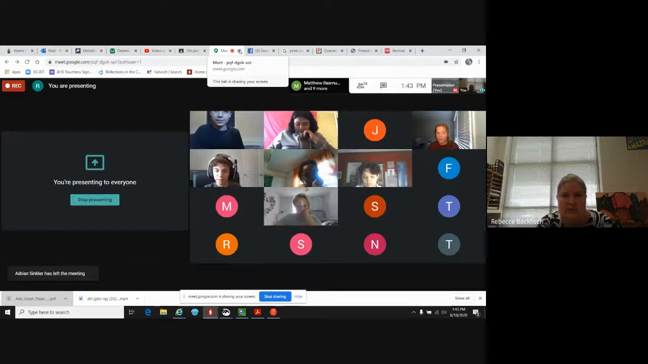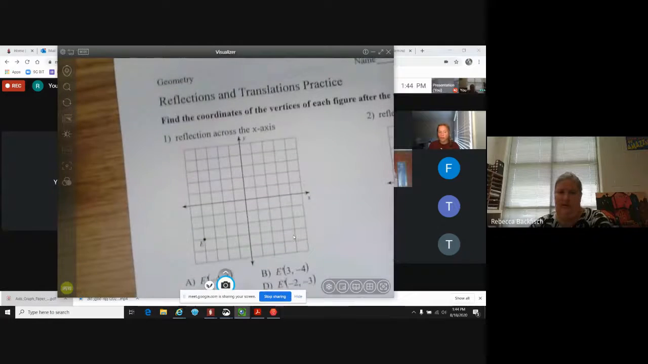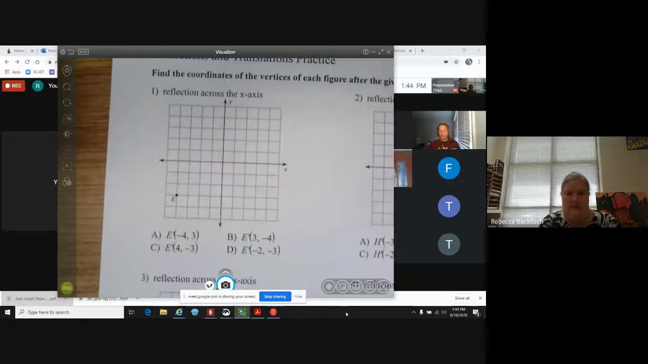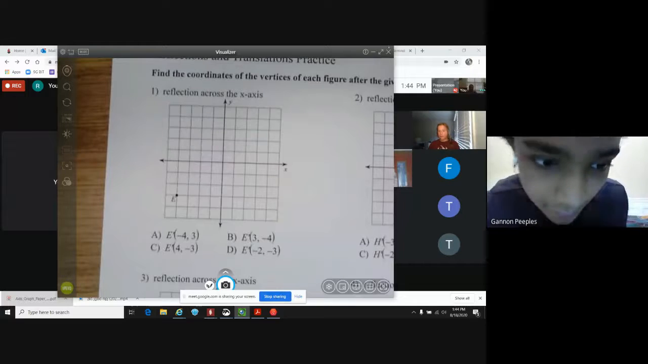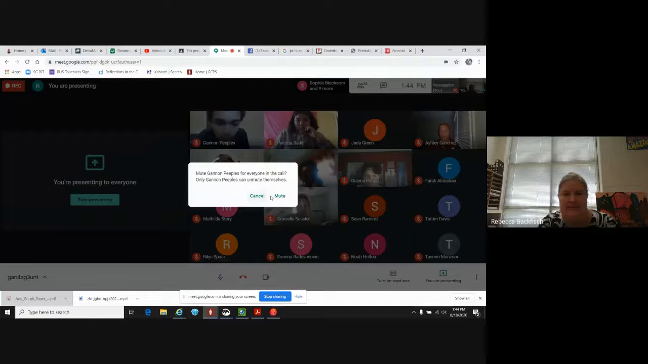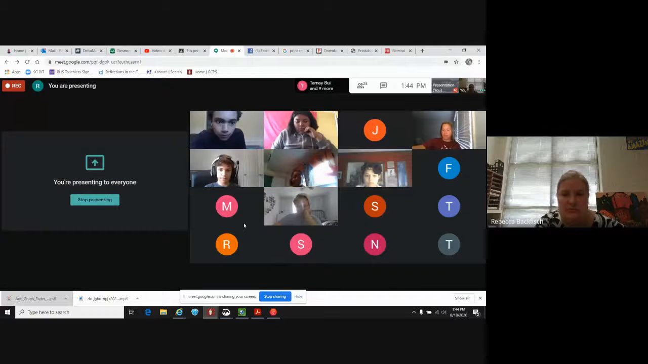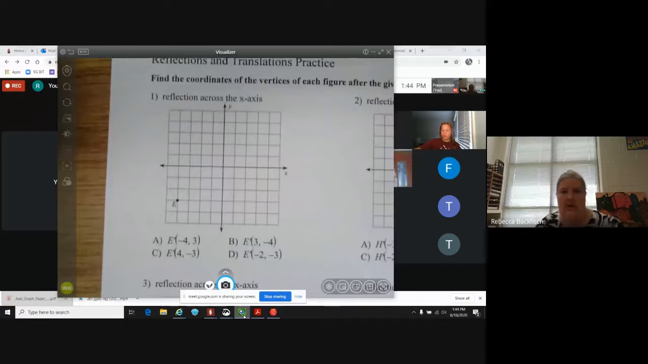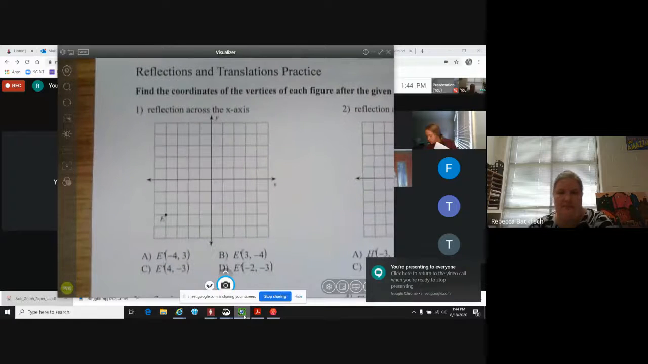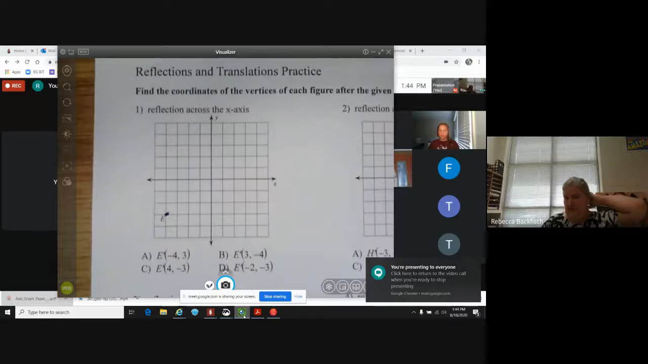We are going to go to this one right here. Okay. What did you ask? Hey guys, stay muted. Okay. All right, try this one. This one's asking me to reflect across the x-axis. So you have to think about which rule it is to go across the x-axis.